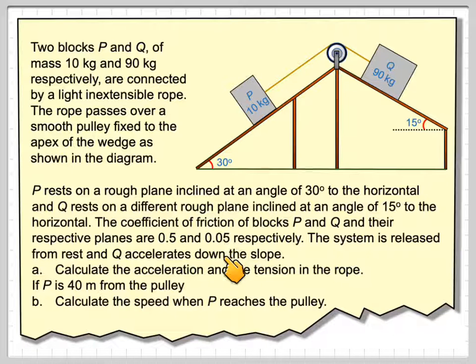The system is released from rest and Q accelerates down the slope. Calculate the acceleration and the tension in the rope. If P is 40 meters from the pulley, calculate the speed when P reaches the pulley.